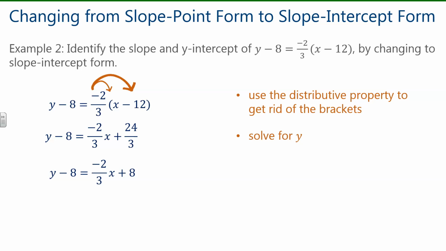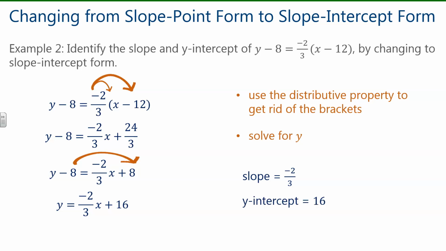Next, I need to solve for y. So I can bring my minus 8 on the left over to the right, and then add that to the 8 that's already there, giving me y equals negative 2 over 3x plus 16. So now the slope is going to be negative 2 over 3, like I mentioned before, but I note that the y-intercept is 16.